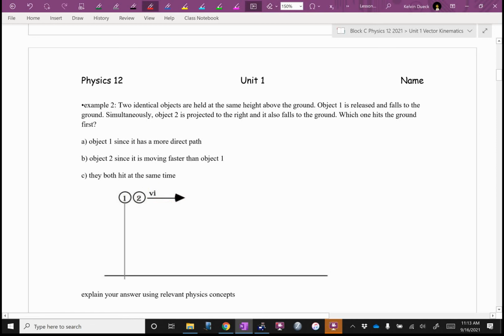Let's vote. Who says object A, object 1, because it's going straight down, shorter distance, it's going to hit the ground first? A: 1, 2, 3, 4, 5, 6. Who says, no, object B has a faster velocity, it's going to hit the ground first? Who says B? B, number 2. B, object 2. Actually, 8, 5, and 1.